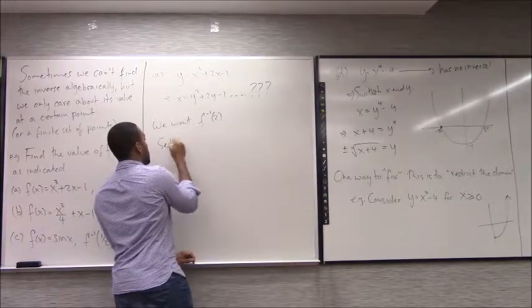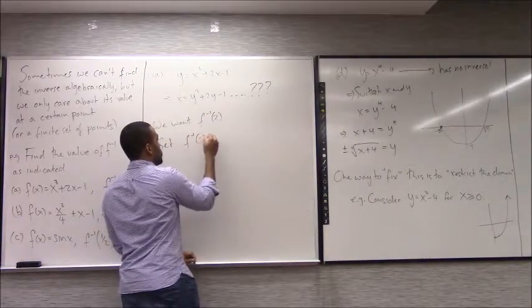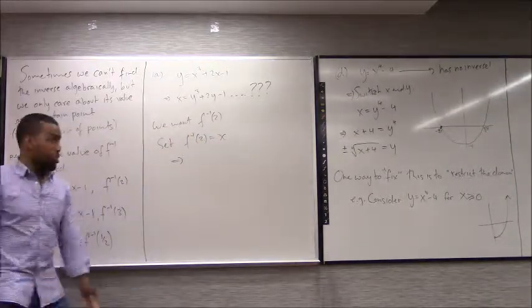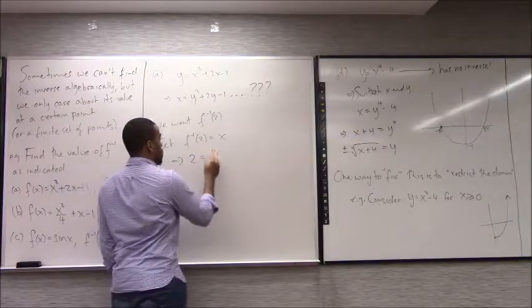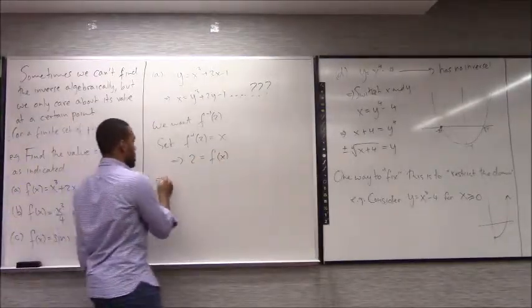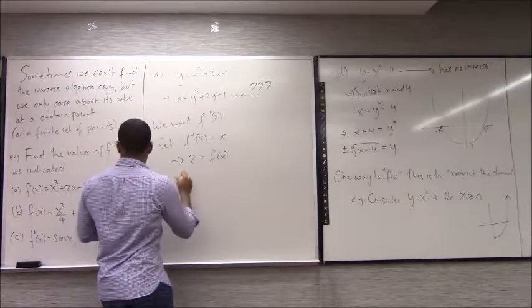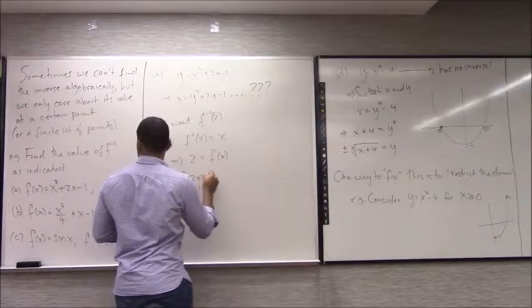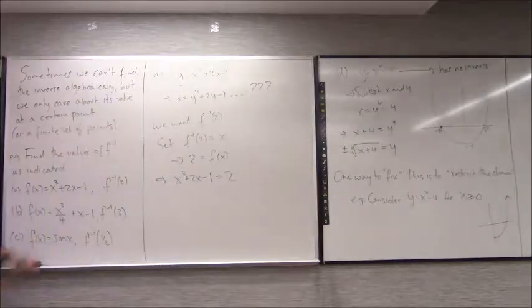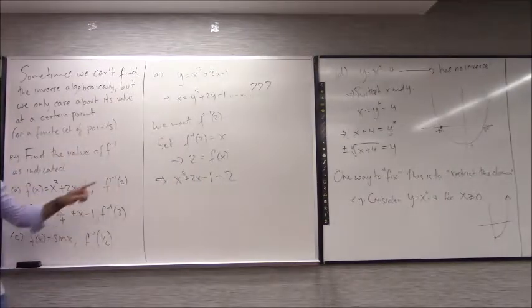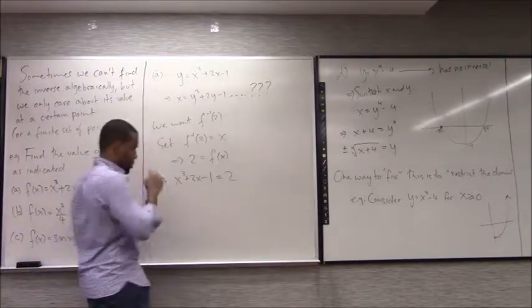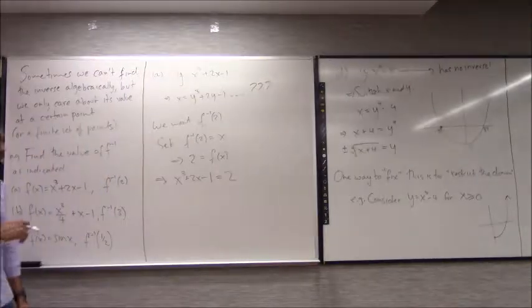Okay, set that equal to something. Say set f inverse of 2 equals x. This means, by one of the rules I gave you earlier, that 2 must be equal to f of x. Right? Which means that x cubed plus 2x minus 1 should be equal to 2. And to find this specific value, I end up having to solve that specific equation. Can you give me any ideas?